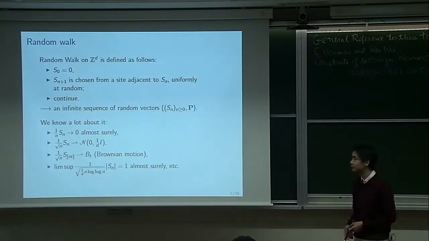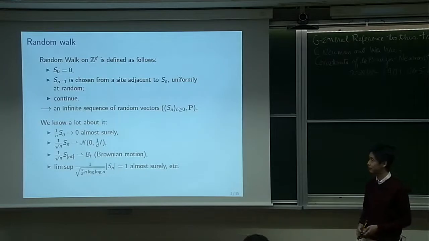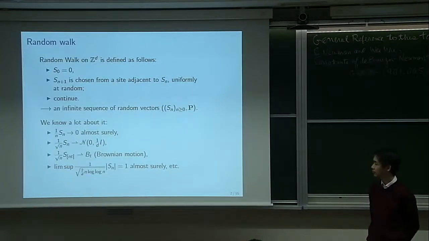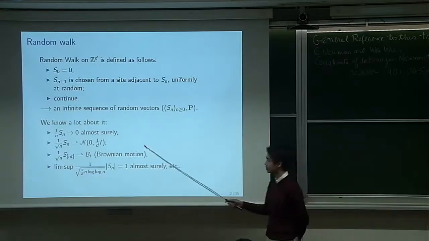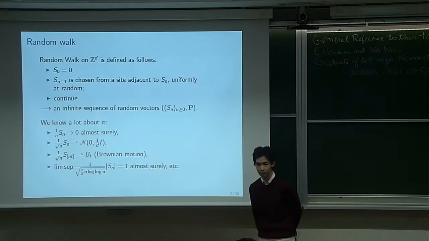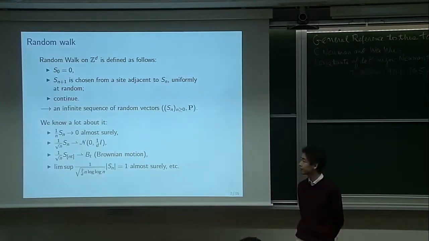This is what you learn in a measure theoretic probability course in undergraduate, or maybe graduate, depending on where you're from. And for this random vector, you know a lot. Actually, you can prove that it has 0 velocity. If you scale it by 1 over n, then it converges to 0, almost surely. Almost surely means probability 1. And the right scaling turns out to be 1 over square root of n, and under this scaling it converges to a Gaussian random variable. It's a bit sloppy way of writing it, but it is called the central limit theorem.